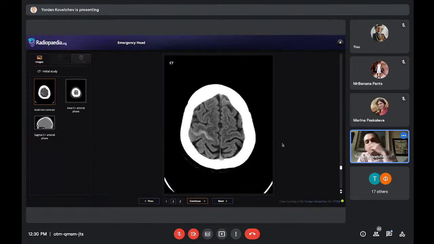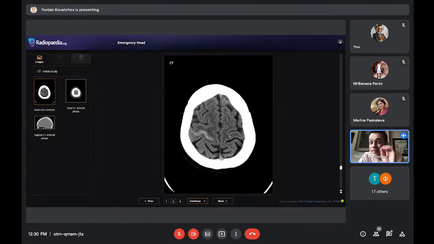But what I want you to notice as well is there is a slight accentuation of the gray-white matter differentiation. Look at it on the left side, white matter, gray matter, and look at it on the right side. The white matter is a bit darker, right? I know it's subtle, but if you look at it carefully, you'll see it.